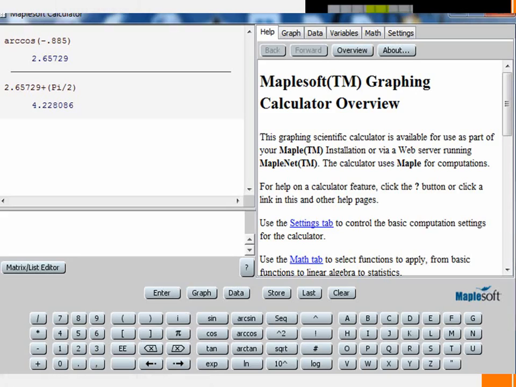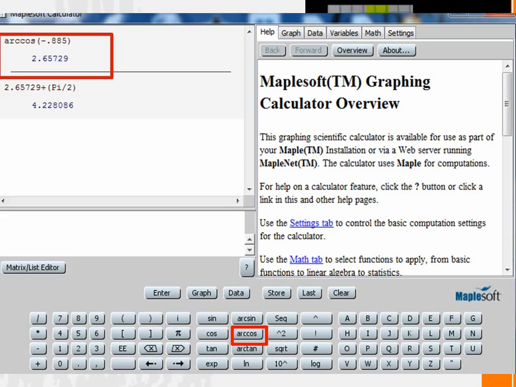I didn't have the calculator sitting next to me when I was doing this, and it's cold and I don't like to move. So I sat at my computer and I used Maple, which is a calculator. They have a calculator on there, and I get this. On my calculator, it's arc cosine. It says arc. If you have a scientific calculator, you might have a cosine or arc cosine instead of cosine inverse. Same thing. And I just arc cosine the minus 0.885, and I got 2.657, something like that.